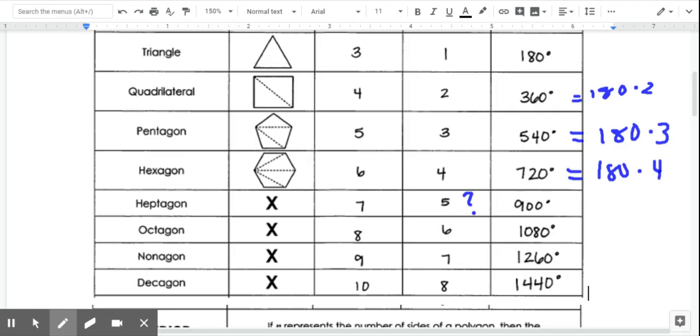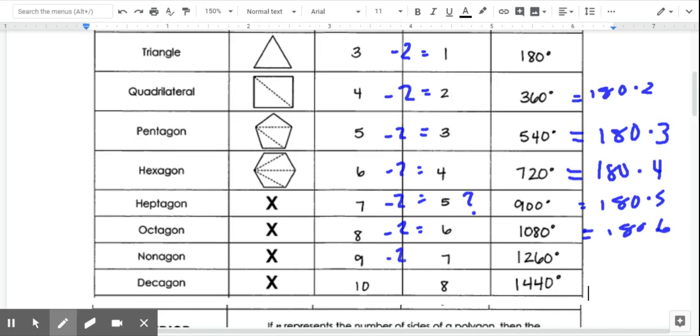Triangle: 3, if you subtract 2, you get 1. Subtract 2 from here: 4 minus 2 is 2. 5 minus 2 is 3, 6 minus 2 is 4, 7 minus 2 is 5. I would say that's a pretty good pattern, don't you think? So 8 minus 2, you're going to have 6 triangles. Going back here, sorry: 180 times 5 equals 900. 180 times 6 equals 1080. Subtract 2, you get 7. So I think you can see the pattern here.